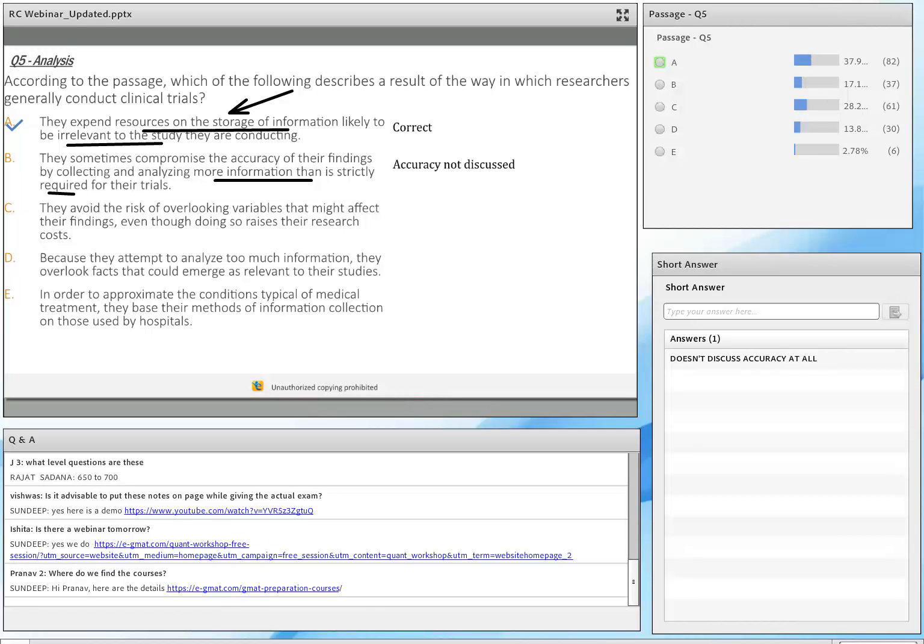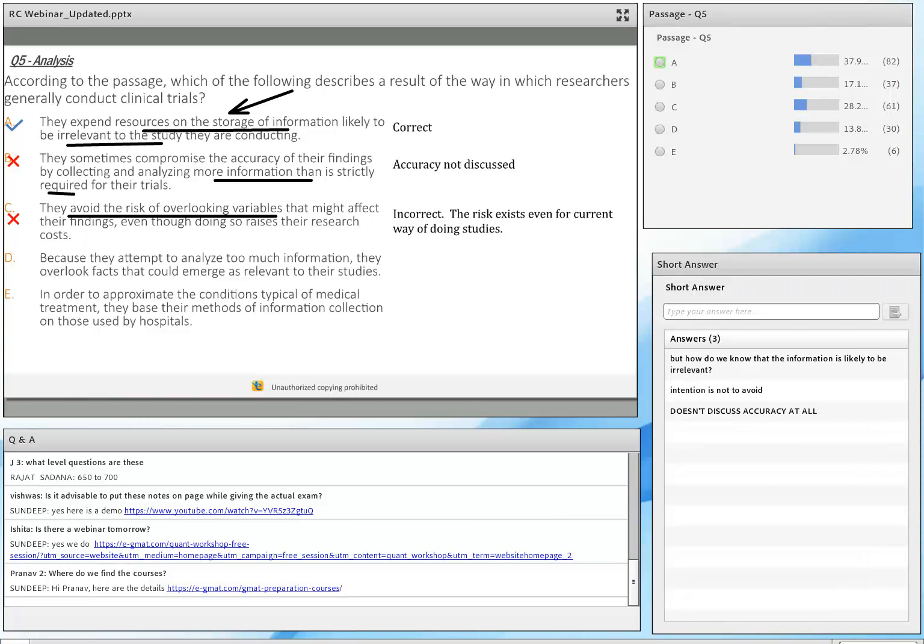Choice C, which is really tempting, is they avoid the risk of overlooking variables by collecting more data. Do they avoid? The author really says that such risk is not completely avoidable. Okay, remember that the author said such risk while not completely avoidable or eliminable. So they can't avoid. The risk exists.